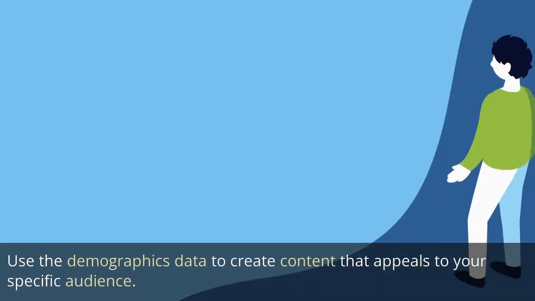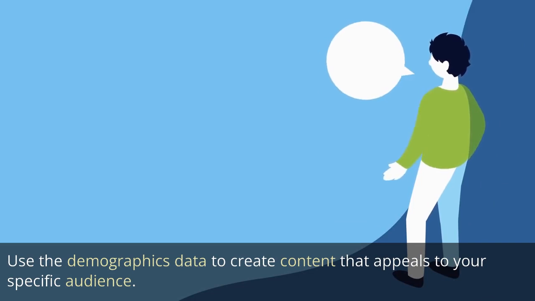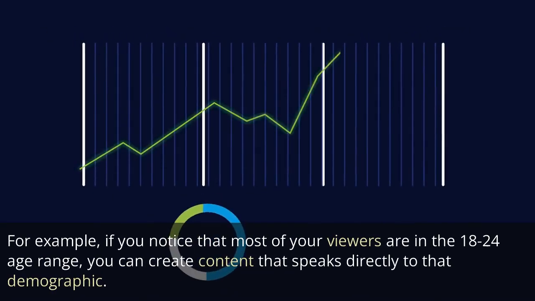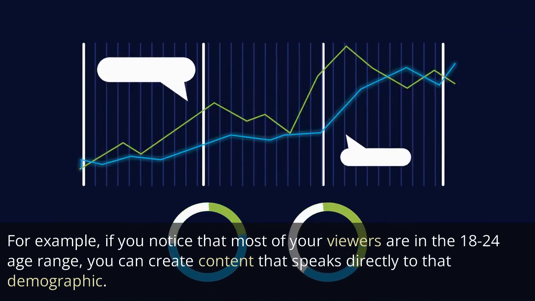Another way to use YouTube Analytics is to understand your audience. Use the demographics data to create content that appeals to your specific audience. For example, if you notice that most of your viewers are in the 18 to 24 age range, you can create content that speaks directly to that demographic.